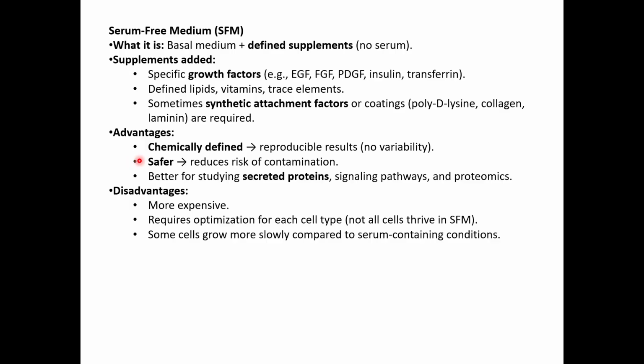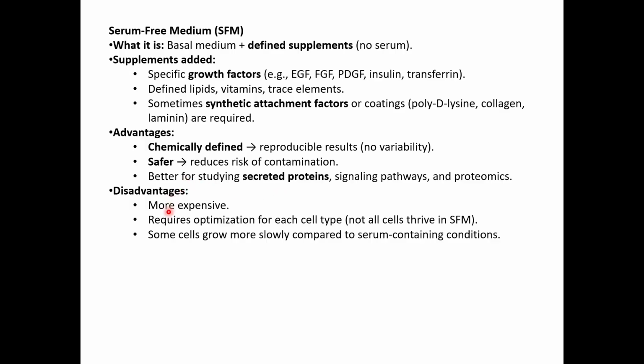So, what are the advantages of doing the cell culture in this way? It is chemically defined, you know all the components that you're using in that, and the results will be highly reproducible because there is no change. Every time you can add the exact same amount of each component that you are using. So it will be constant, there will be no variability in your results. And it's safer, there is reduced risk of contamination, and it's better for studying secreted protein, signaling pathways and proteomics.